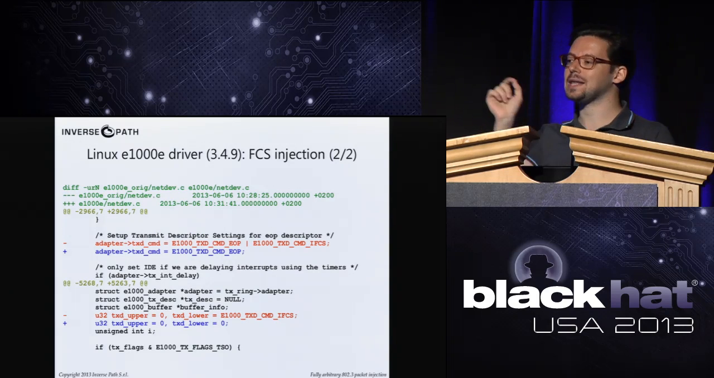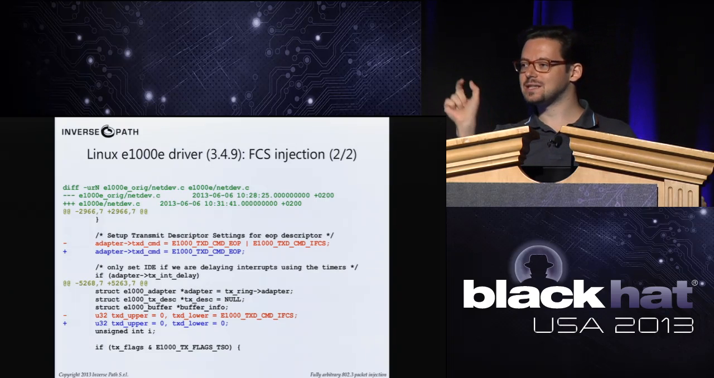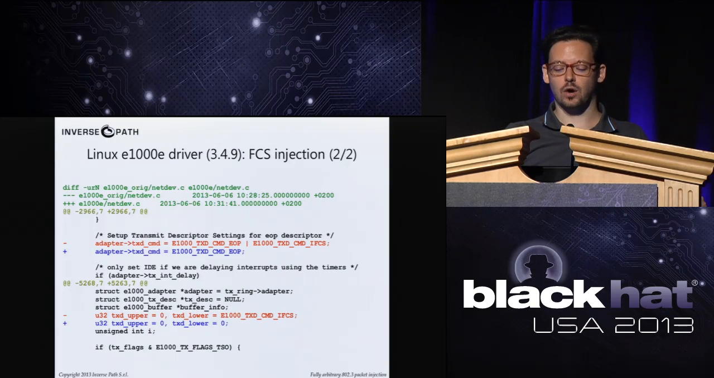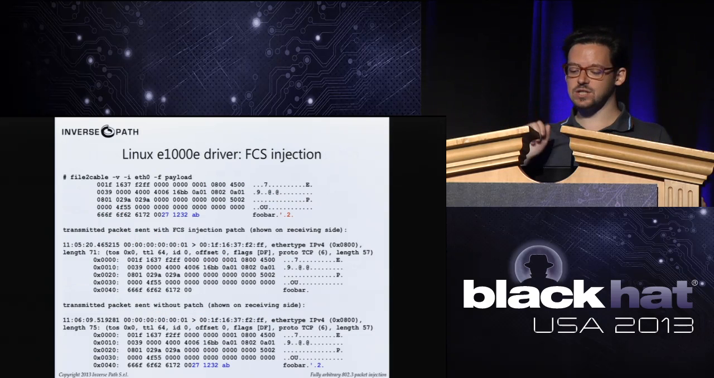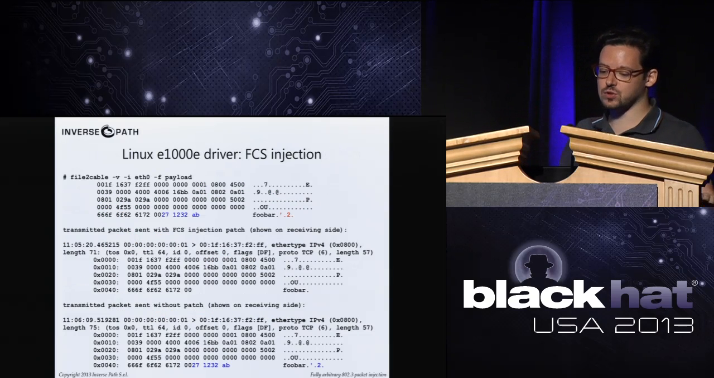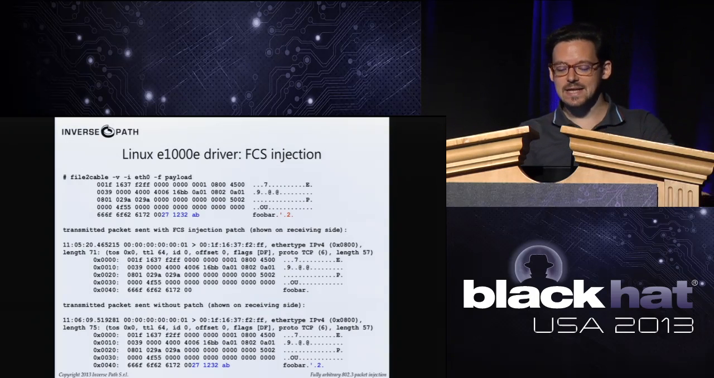So this gives you a little bit of freedom in controlling the last 4 bytes of the payload, which usually you cannot control. But this is not enough. Anyway, this is an example. So we send a packet with and without the FCS injection patch.